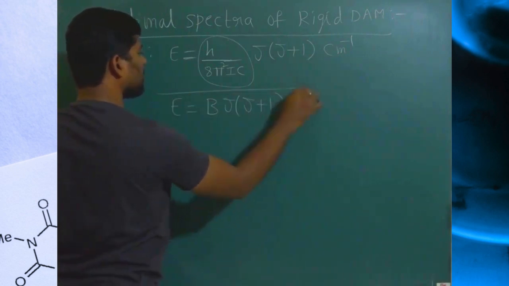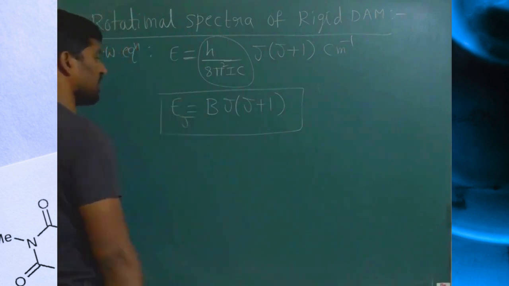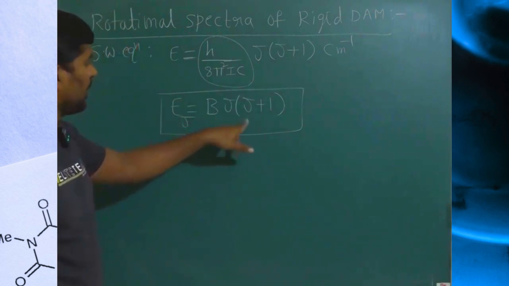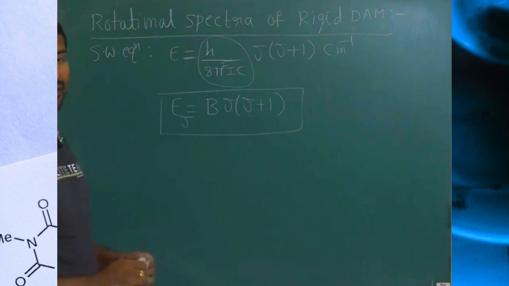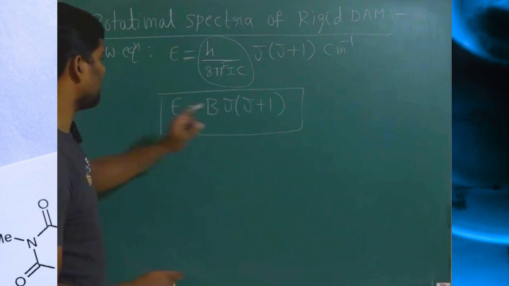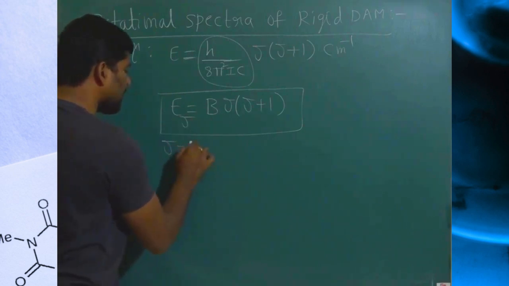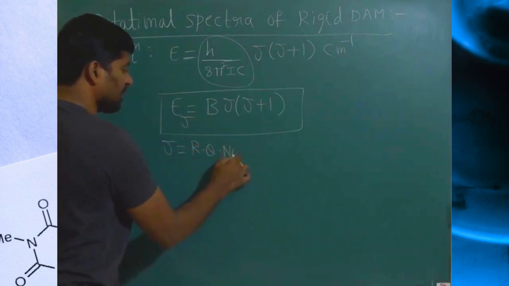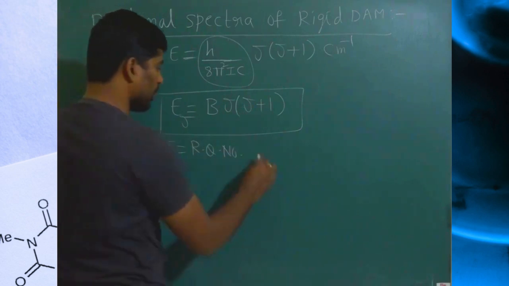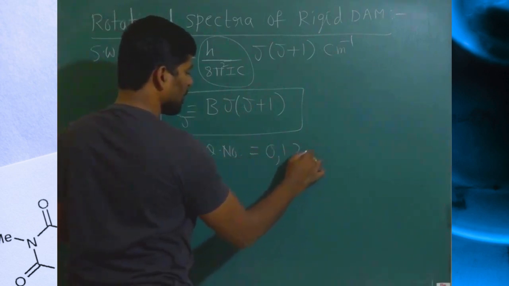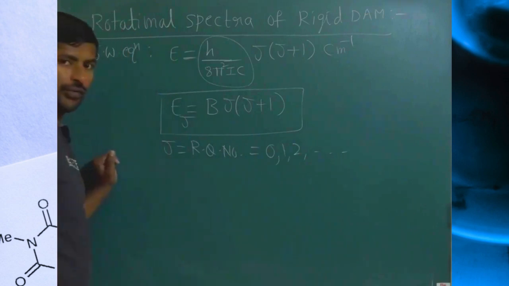So the expression for various possible rotational energy levels is given as EJ is equal to BJ into J plus 1. B is equal to h by 8 pi square Ic, that is called the rotational constant, and J is called the rotational quantum number. Various possible values for J are 0, 1, 2, 3 and so on.